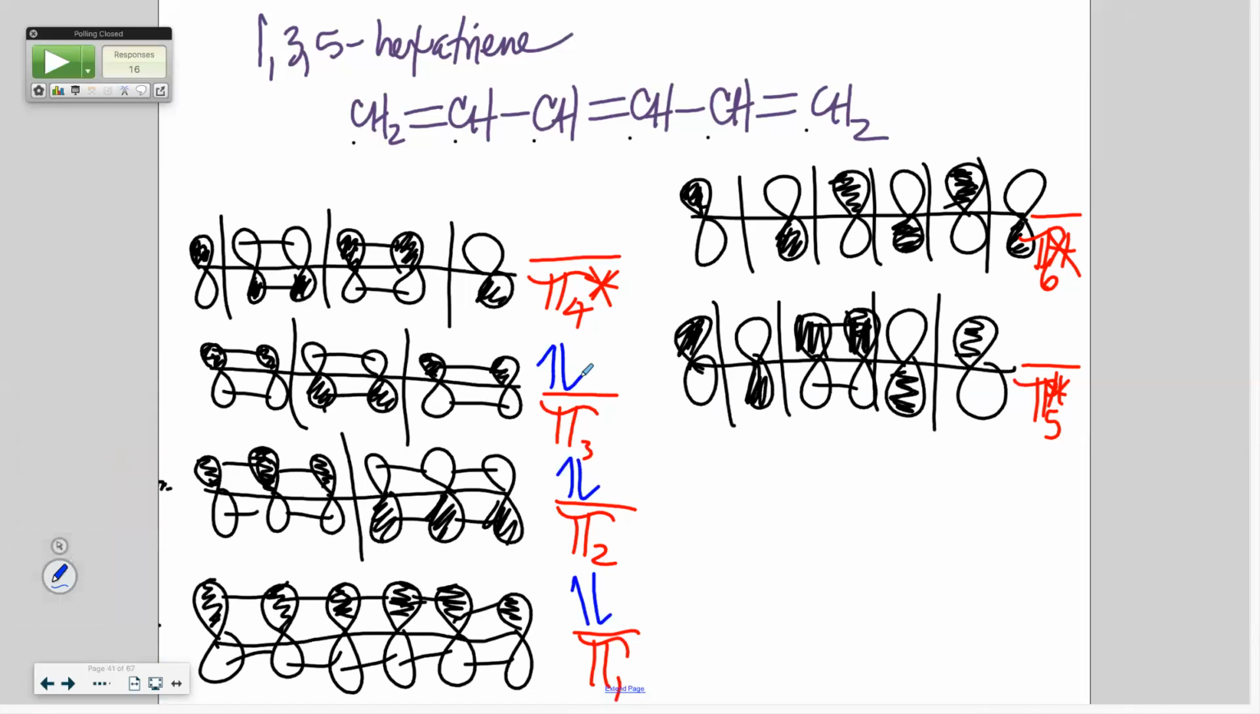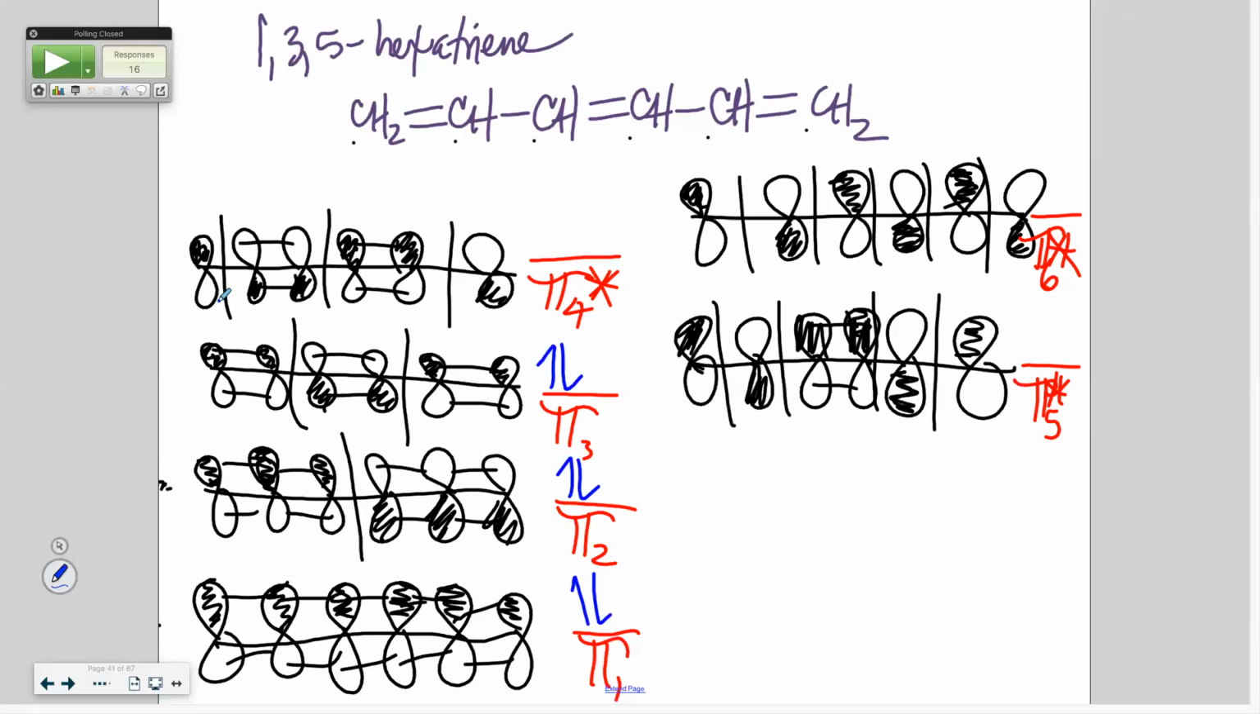How do you know that those ones are anti-bonding? Because they have more nodes than bonding interactions. Notice that pi 4 star has 3 nodes and 2 bonding interactions. These have more bonding interactions and fewer nodes. And the bonding is always lower in energy than the anti-bonding.